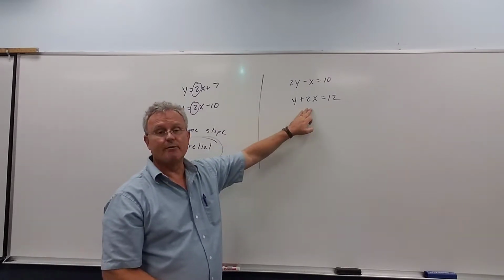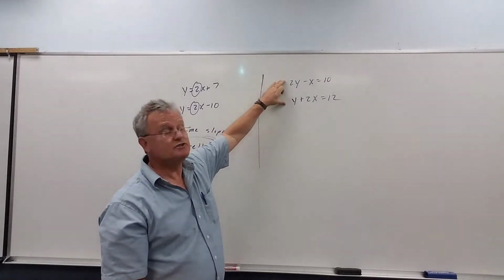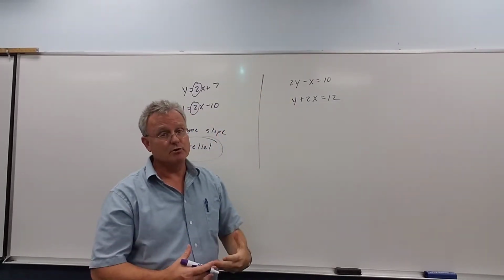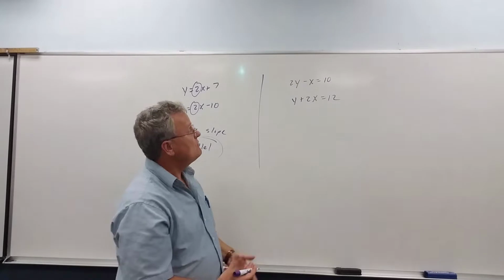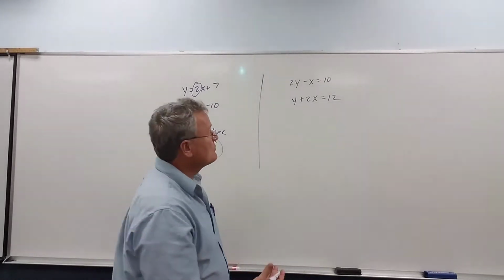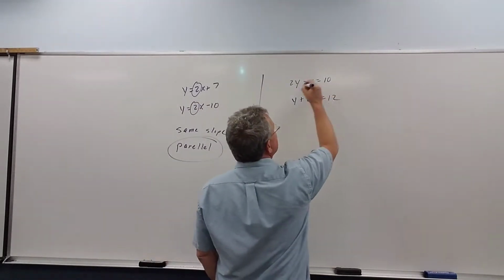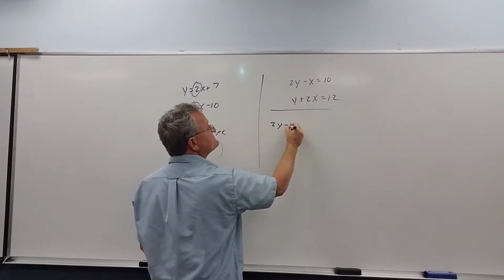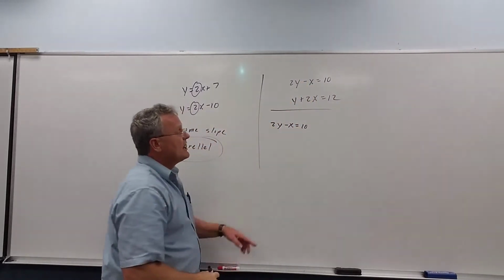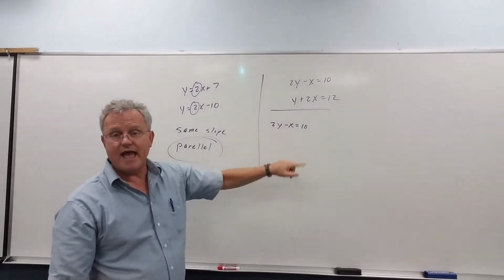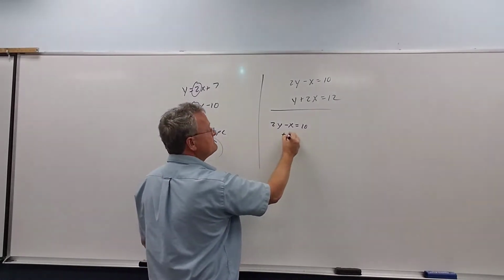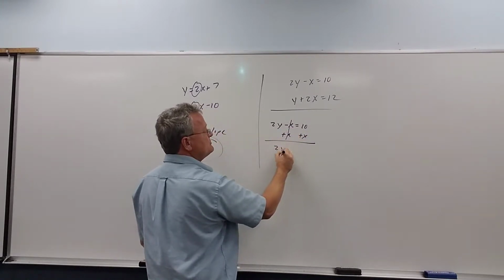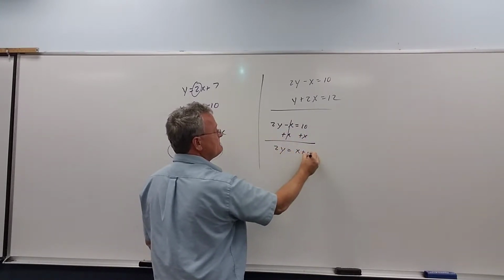Let's do this example. Are the graphs of these two equations parallel, perpendicular, or neither? Well, we want to solve each equation for y. So let me take this equation and solve for y. 2y minus x equals 10. All right, so to solve for y, we add x to both sides. Those cancel, we get 2y equals x plus 10.